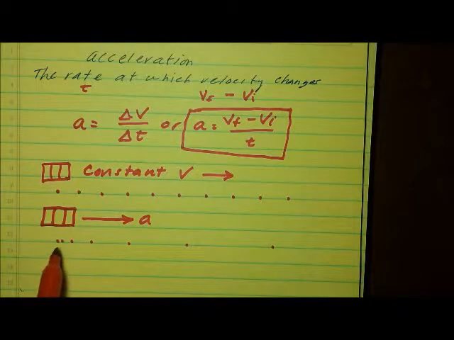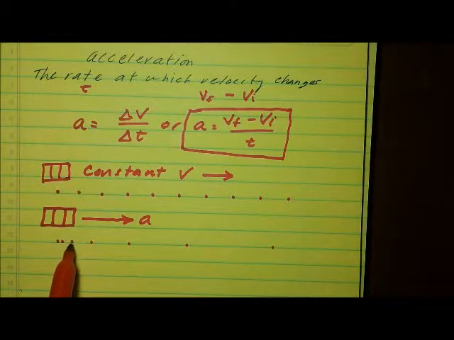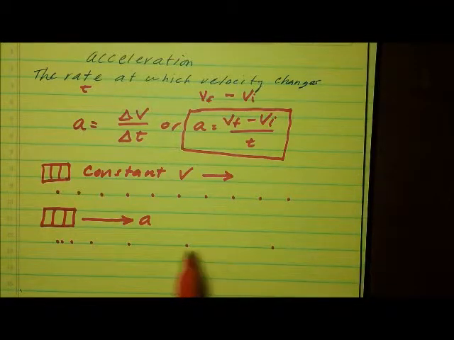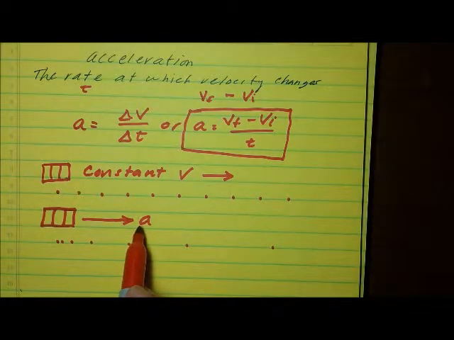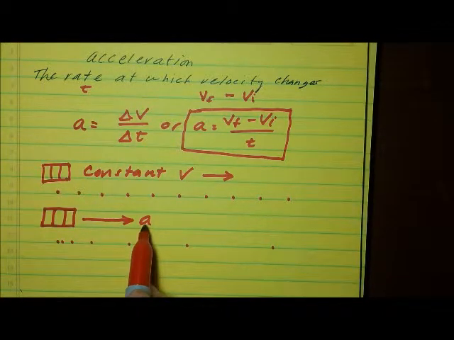And that's simply because in this second situation, the speed of the car, the velocity of the car, is increasing during every time interval. The time between drops is still 1 second. It's 1 second between that first drop and that second drop, and between the second drop and the third drop is another second. So even though the time is the same, the distance between the drops increases geometrically because the car is accelerating. It's speeding up. That's the difference between a constant velocity and an acceleration.